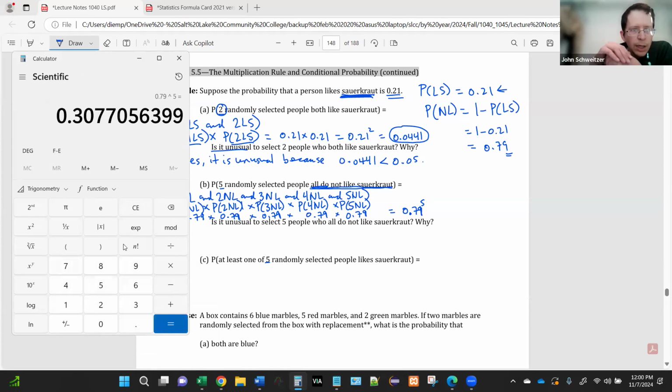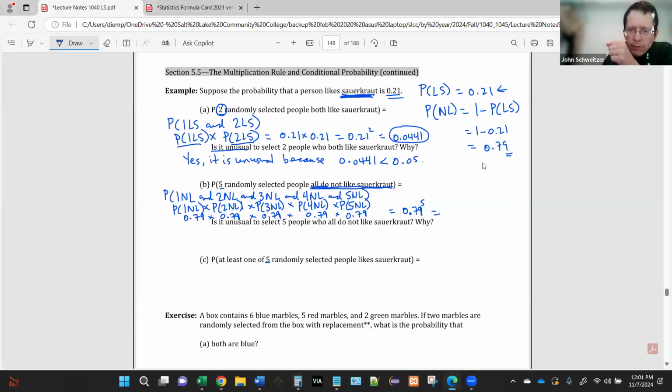And so it's not super likely, but it's certainly not unusual. You've got about a 31% chance that would happen. So 0.3077.